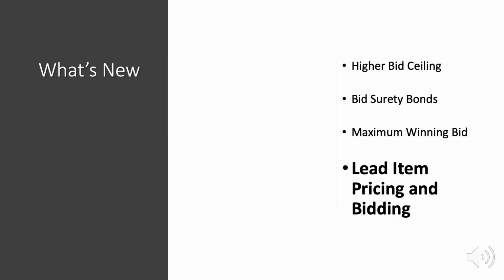In this online tutorial, we're going to talk about lead item pricing and bidding. Check out our other online tutorials for these other important changes for the 2021 bid program. There'll be tutorials on the higher bid ceiling, bid surety bonds, maximum winning bid, and other items as well. But these four items are the four big changes for the round 2021 bid program. And remember, the bid window opens July 16th of 2019 and will be open for 60 days for contracts that are scheduled to begin in January of 2021.